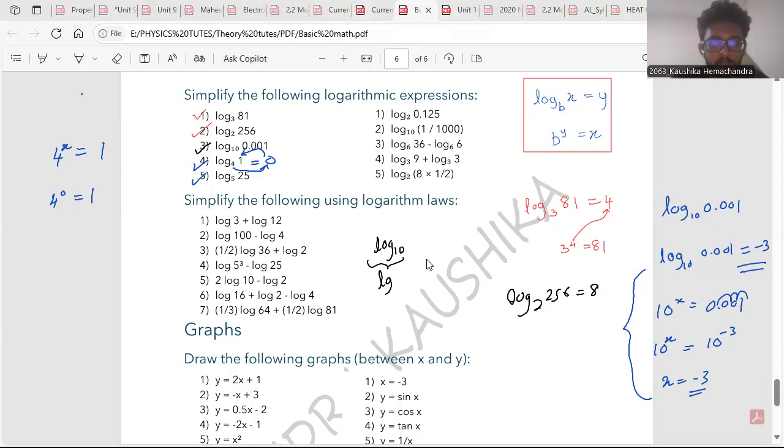yes. So almost everyone has given the correct answer. So log 5 of 25: 5 to the power something is 25. So 5 into 5 is 25. So 5 to the power 2 is 25.